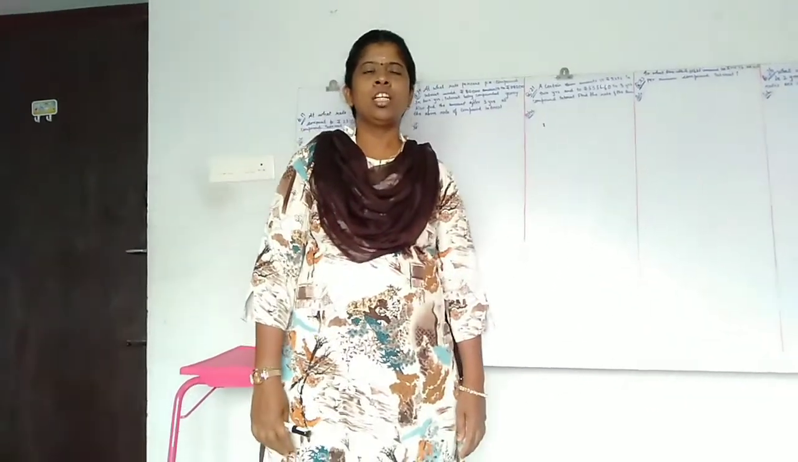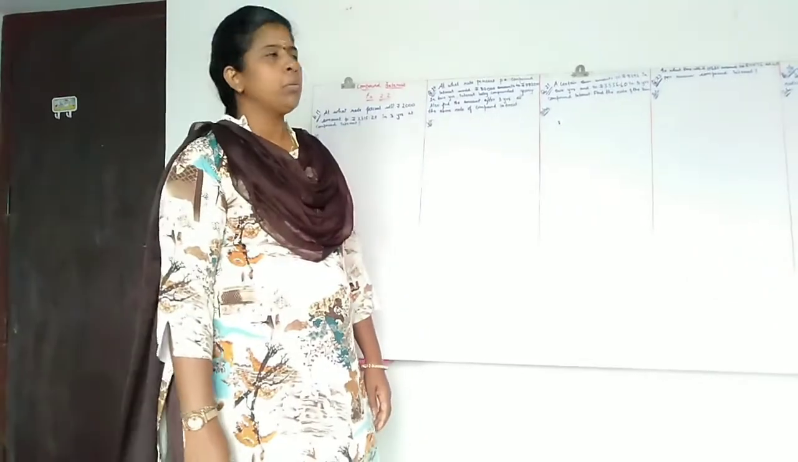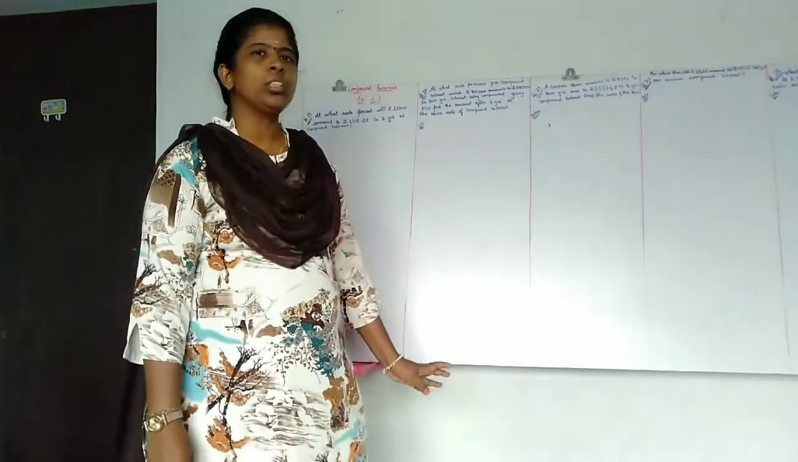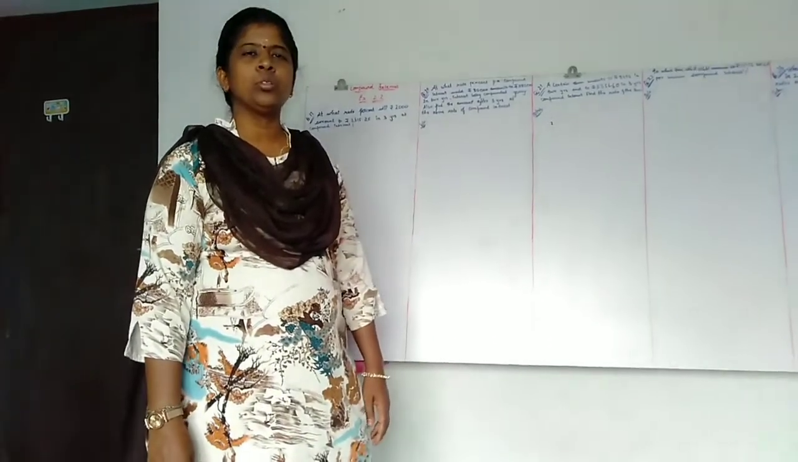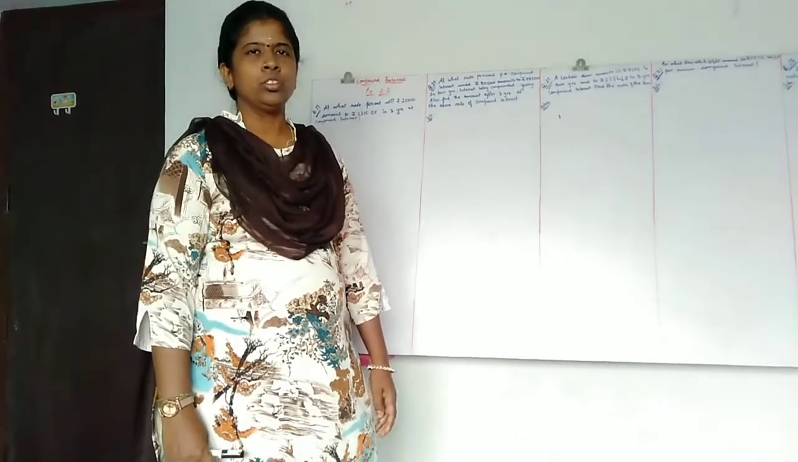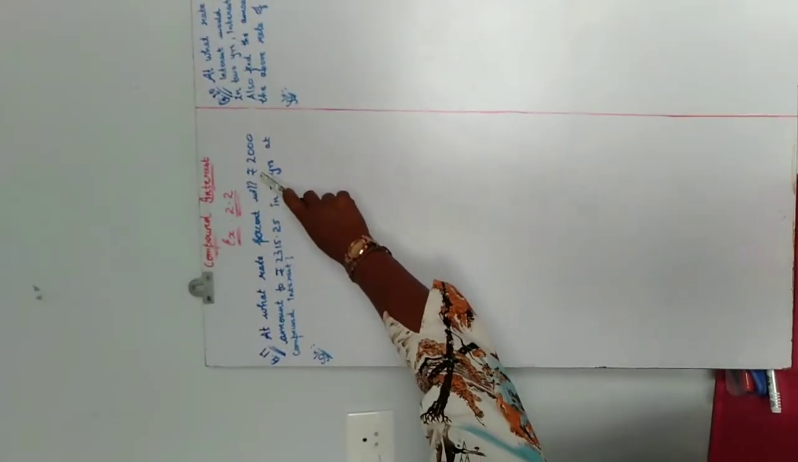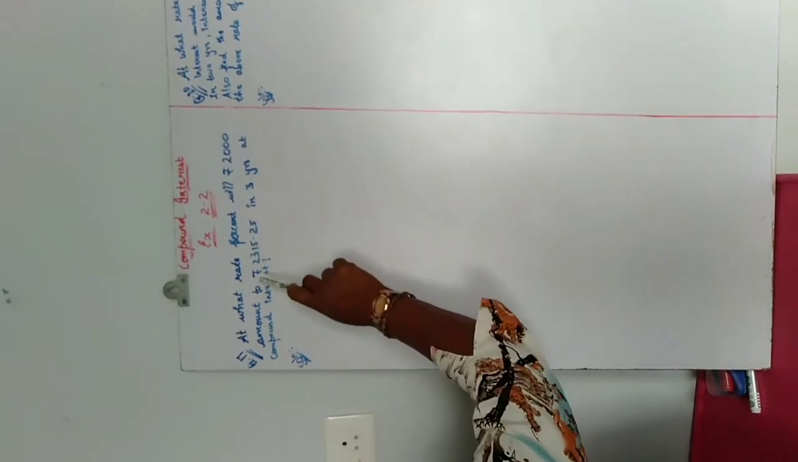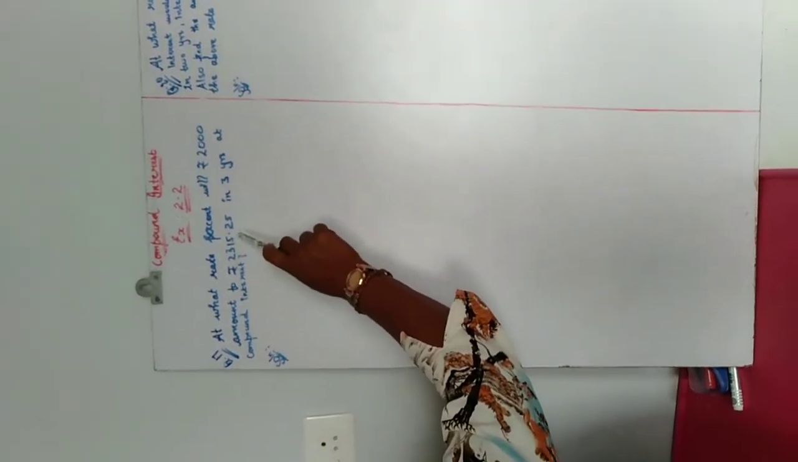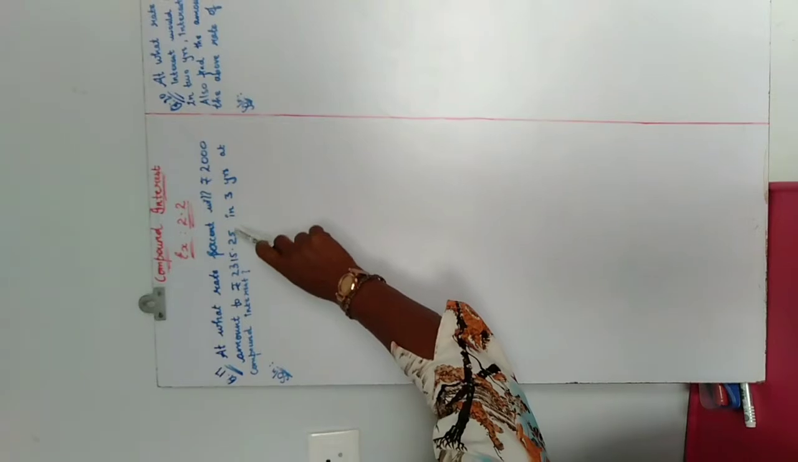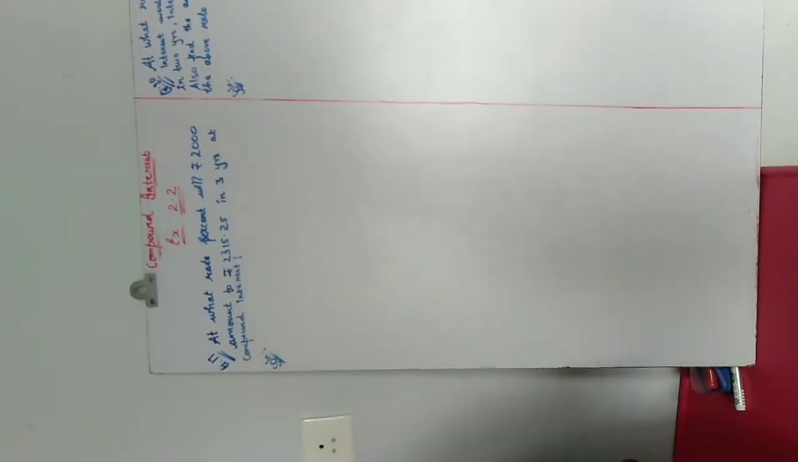Now we are going to see sums number 17, 20, 21, 23 and 26 in chapter 2, exercise 2.2. Now we will go to sum 17, question number 17. The question here is, at what rate percent will rupees 2000 amount to rupees 2315.25 in 3 years at compound interest?